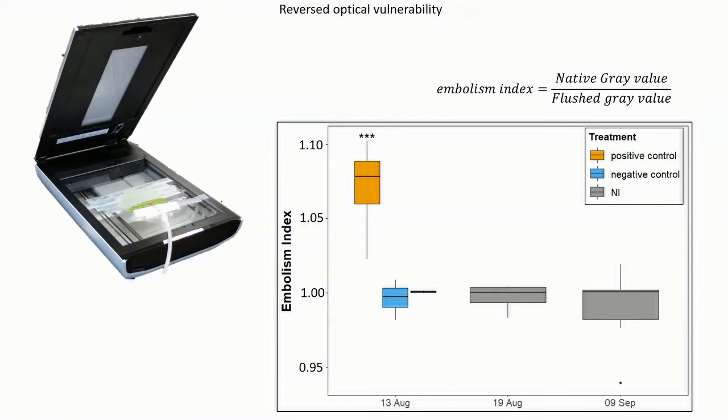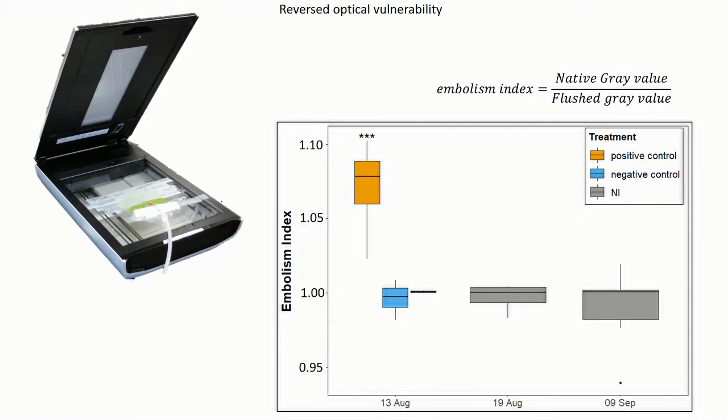So if there's no cavitation in that leaf, we expect the gray value from before flushing and the gray value from after flushing to be the same, and the embolism index would be 1 because we normalized one to the other. And this is what we verified using a negative control. A negative control would be a shoot that we brought from the super irrigated treatment. It's again a vine that was irrigated 24 times a day, and therefore it maintained water potential at about 0.6 or 0.5 megapascal throughout the season, not a water potential that anyone would argue might cause cavitation.